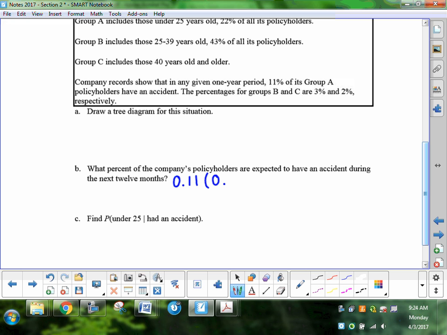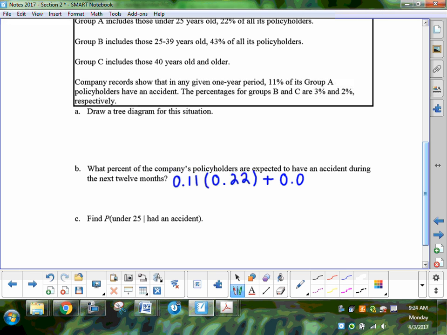0.11 times 0.22. Go ahead. Because that's the probability that you're in group A and you have an accident. What's the probability of being in group B and having an accident, Riley? What would you have to do? 0.43. And then to that, we're also going to add our third one, 0.02 times 0.35. Go through and do that right now. Compute what that probability itself is going to be.